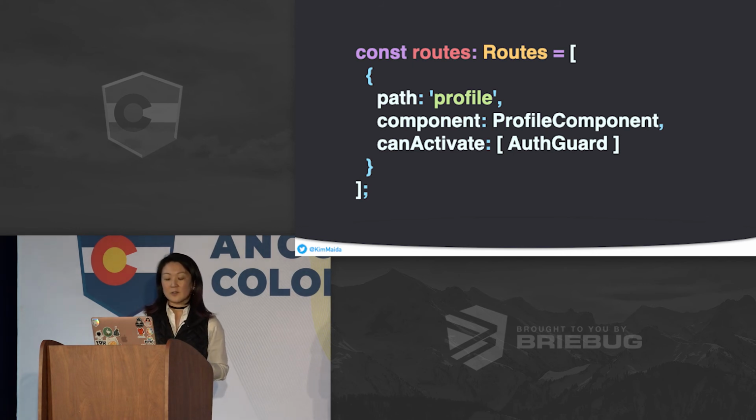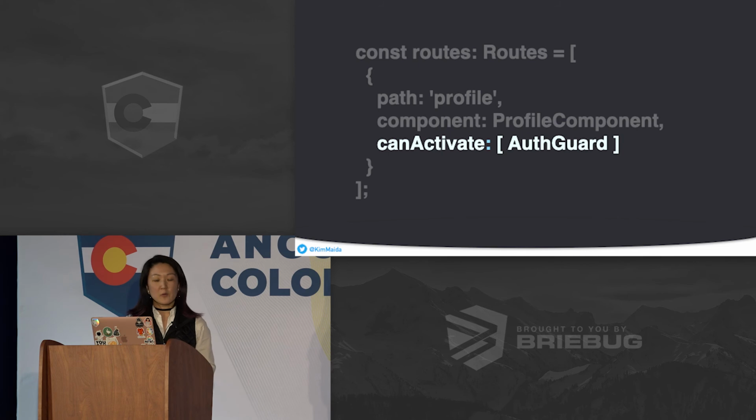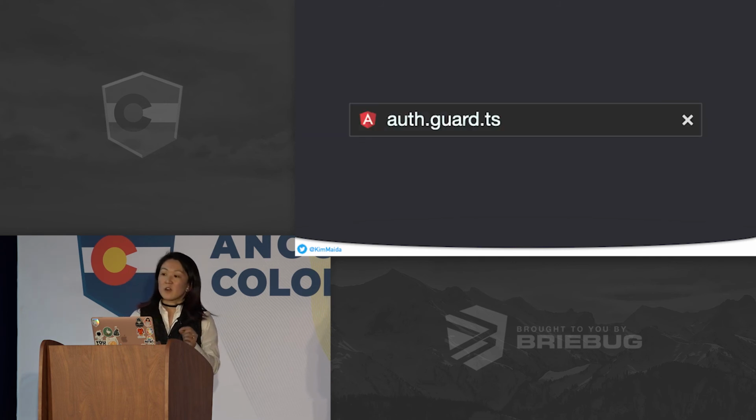We can use the interface name as a property, and if we want to pass multiple guards, we can do so because we're going to be able to pass an array here, and the guards will just run in the order that they're provided in the array. Now, a single guard file can implement multiple interfaces. So you can have a canActivate and a canLoad in the same auth guard file.